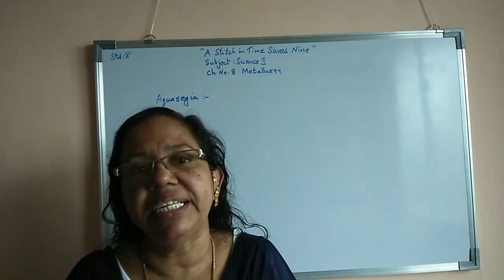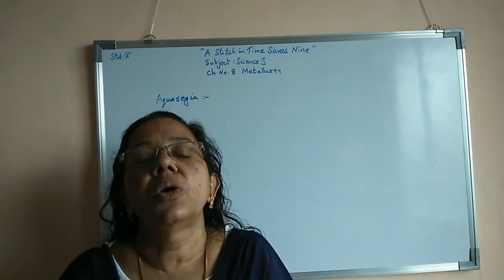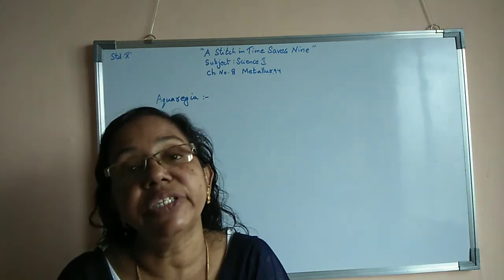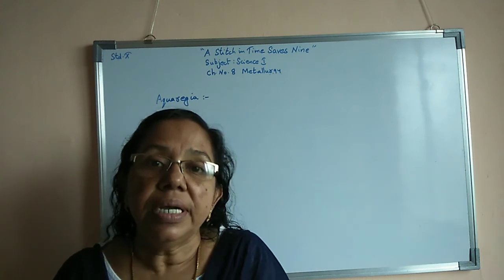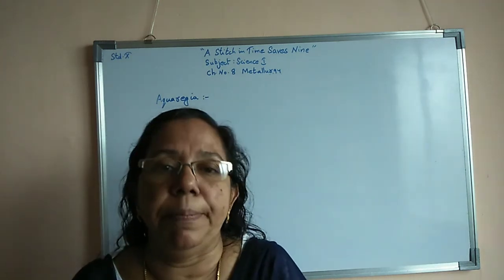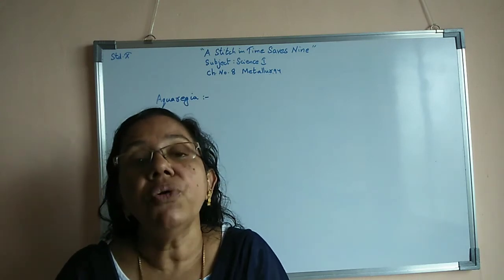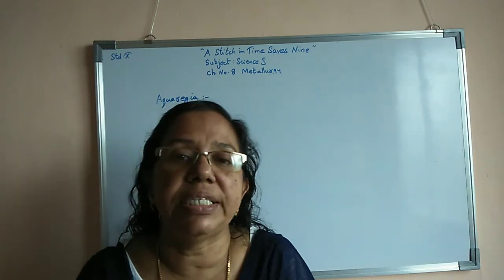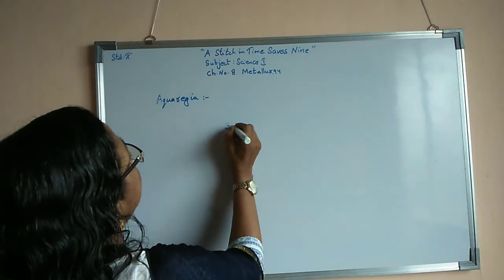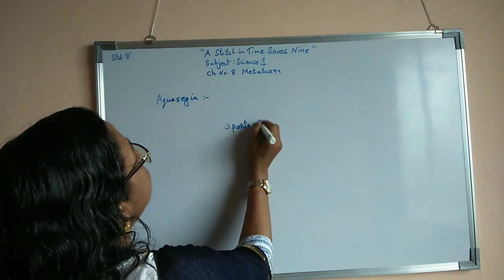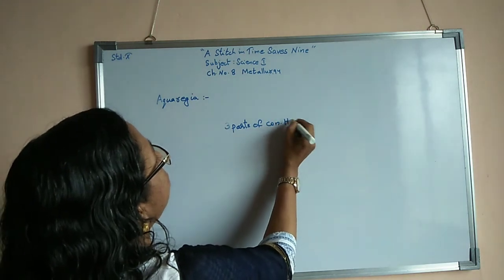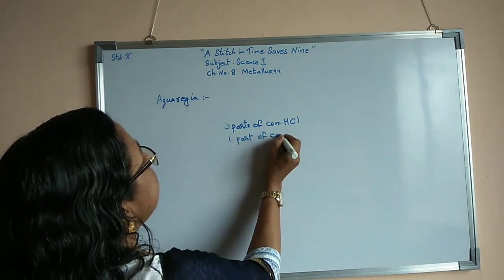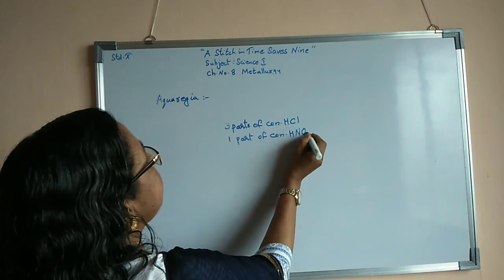Now this liquid's speciality is that it can dissolve gold as well as platinum. Gold as well as platinum can dissolve in several liquids, and aquaregia is one among them. Now we have to study how we can prepare aquaregia. We can freshly prepare aquaregia by mixing 3 parts of concentrated hydrochloric acid and 1 part of concentrated nitric acid.